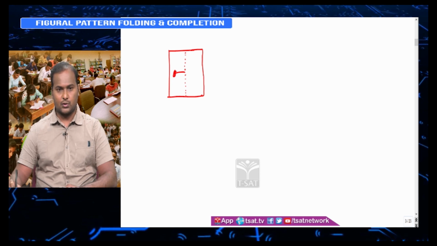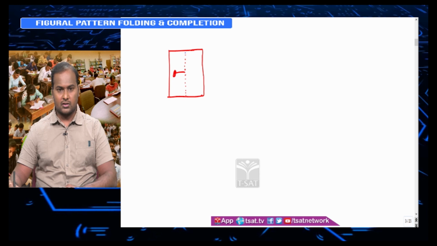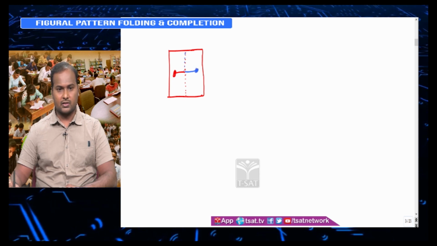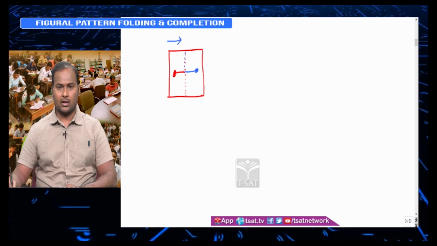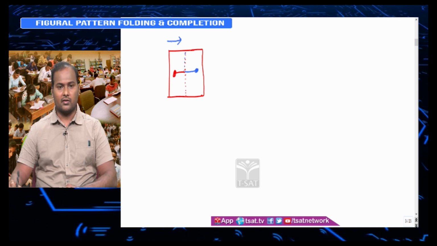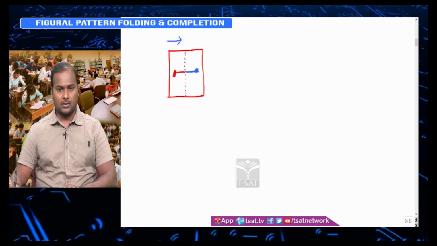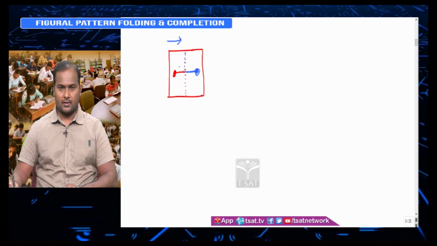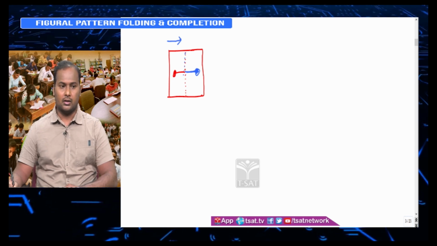For example, if you see this one, if I fold this particular figure exactly along this drawn dotted line, it will appear exactly like this, because I am folding from the left side to the right side. The moment I fold it from left to right, this is the image that appears on the other side. How to solve this kind of questions very fast, or how to observe these questions very neatly?